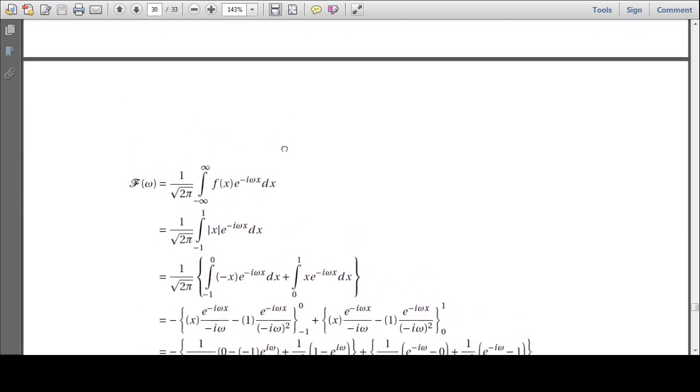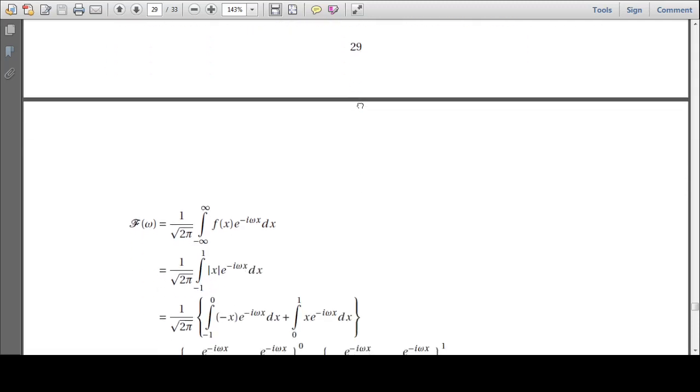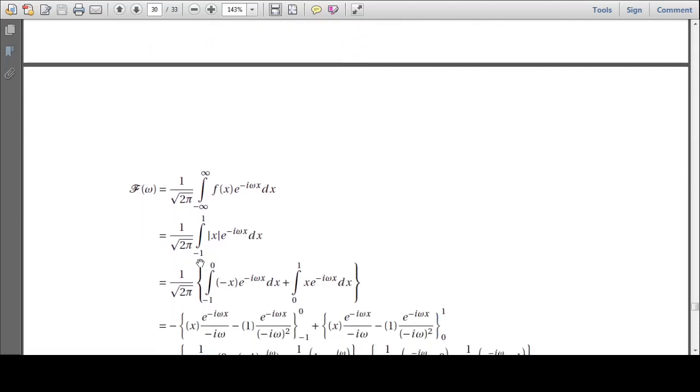So I am using this function f of x equal to mod x. F of x has two values, mod x and 0, and it has a non-zero value only in the range mod x less than 1, that is minus 1 less than x less than 1. So I put f of x equal to mod x in the range minus 1 to 1, mod x e raised to minus i omega x.